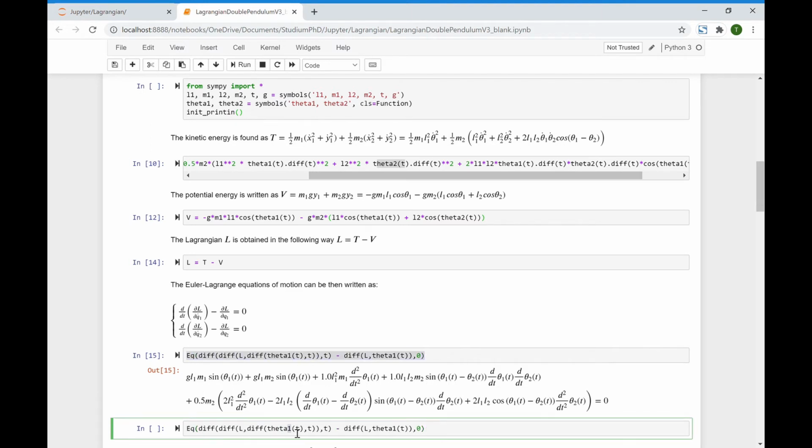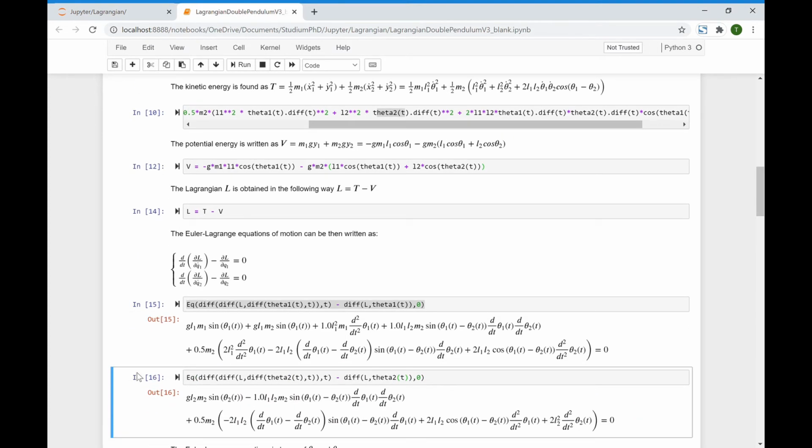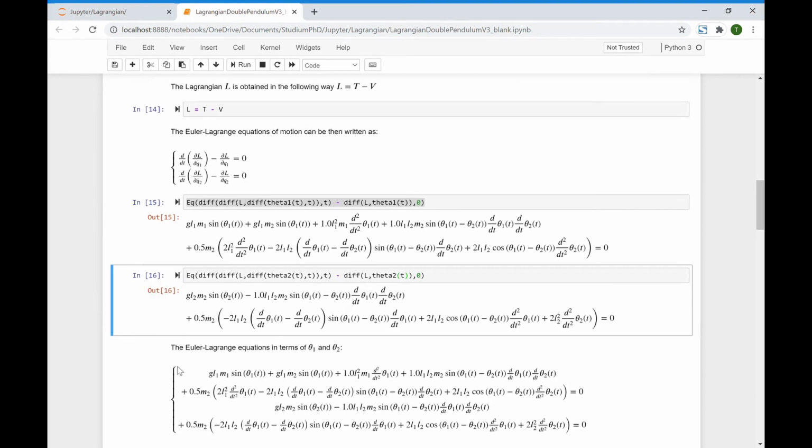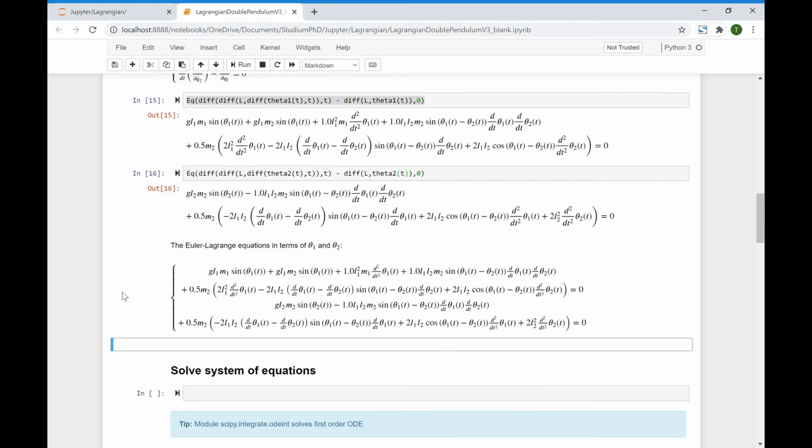Here we just replace θ1 by θ2, run. So that's our second equation, and the whole system, our Euler-Lagrange equations in terms of θ1 and θ2, will look like that. Very, very complex. So now we'd like to solve these ordinary differential equations.